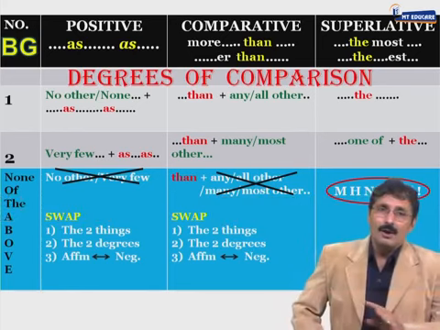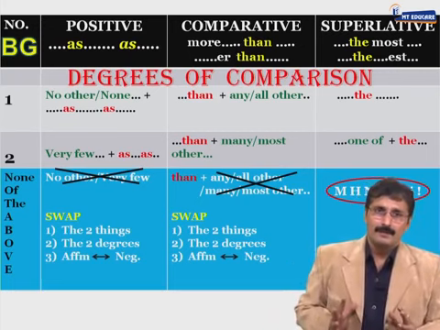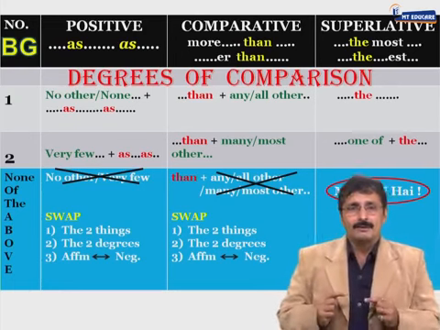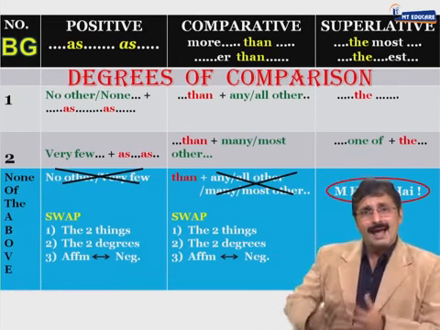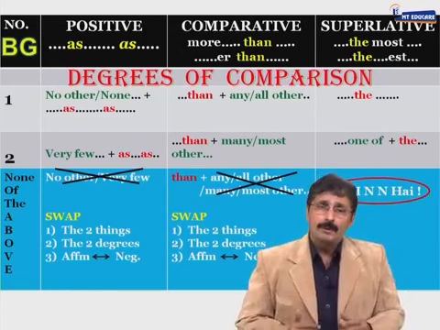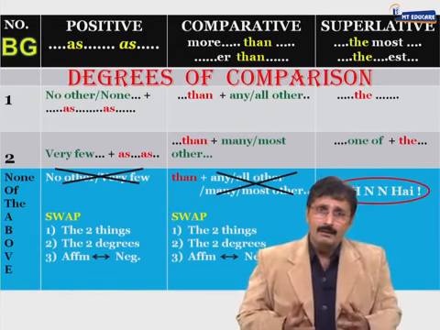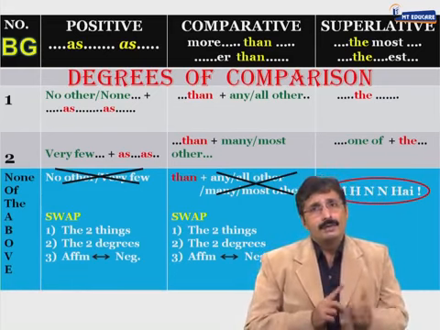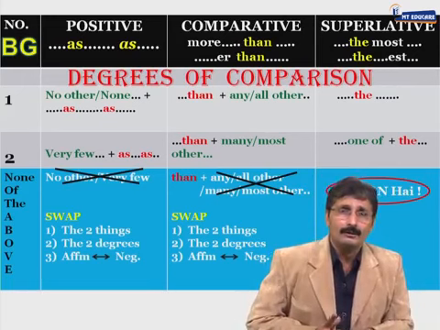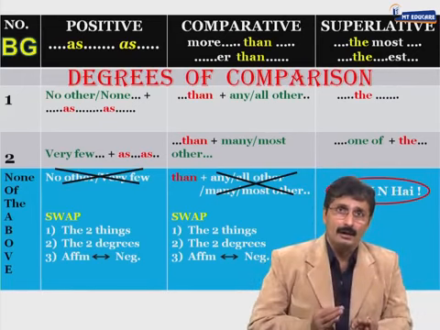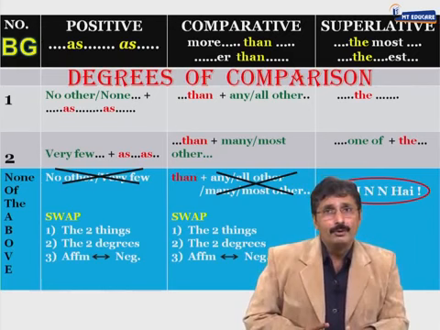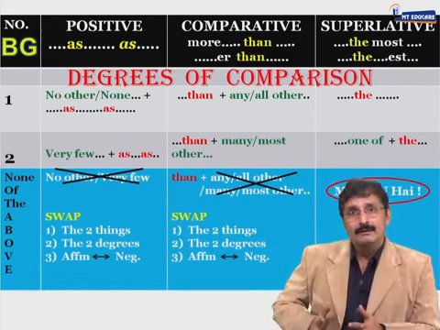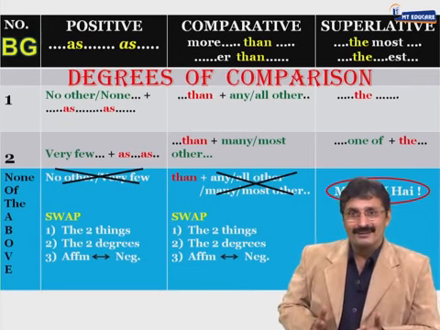If you look at only the concept, here is the concept. Degrees of comparison. Look at right on top of degrees of comparison, you have the bodyguards. Positive का bodyguard as, comparative का than, superlative का the. Type 1, positive starts with no other, none, nothing. Right? Comparative, उसी का comparative बनेगा than के बाद any other, all other, उसी का superlative बनेगा सिर्फ the. लेकिन अगर positive starts with very few या not many, तो उसका comparative बनेगा than के बाद many other, most other, सुपरलेटिव बनेगा वन ऑफ द.